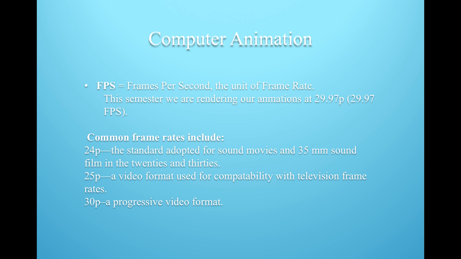Computer animation terms. FPS stands for frames per second. This is the unit of frame rate, and it determines how smooth the animation will seem. This semester, we are rendering our animations at 29.97 frames per second. Common frame rates include 24, the standard adopted for sound movies and 35mm sound film in the 20s and 30s. And also this would be the speed you would perhaps run it if you were planning on making it into a movie.